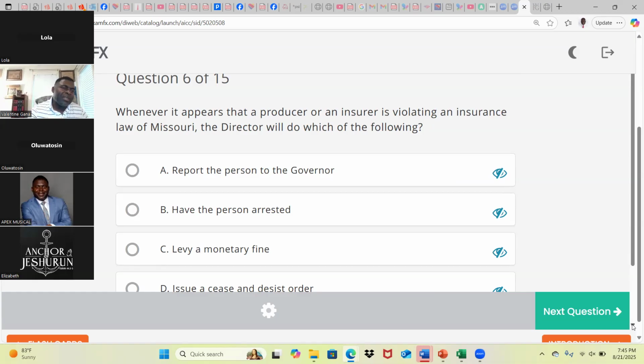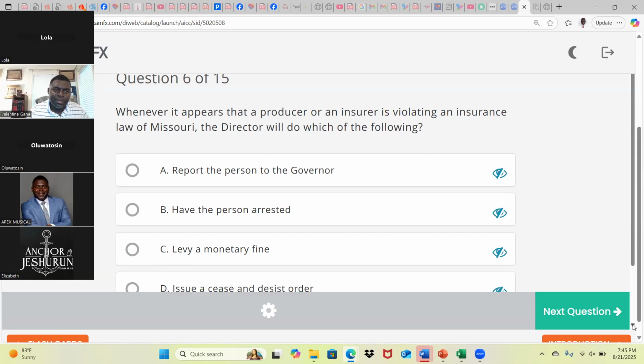Even for policies that have guaranteed insurability, which means if you want to get a policy at a later age, up to a certain upper limit, you can get the policy. They will try to test you on what is going to determine their premium at that time, and it is their attained age. Thank you, sir. You're welcome. Lola, can you read this one for us?